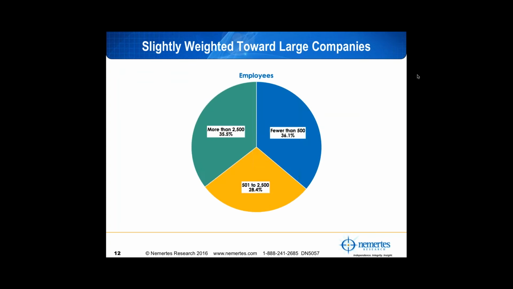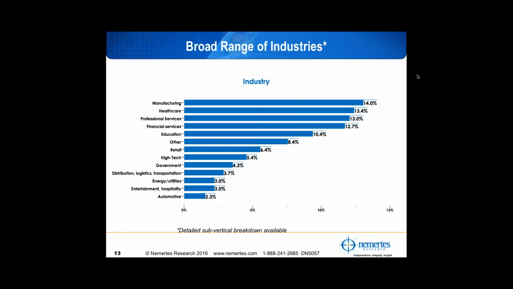Okay, so just a couple other things on demographics. This is the sample that we looked at here, and this is looking at the number of employees. So about 36% have fewer than 500 employees, 28% 501 to 2,500, and then 35.5% more than 2,500. So we're a little bit more heavily weighted toward larger companies if you compare that to a typical demographic of the business population. But we certainly see larger companies doing a lot of interesting things in the UCC space.